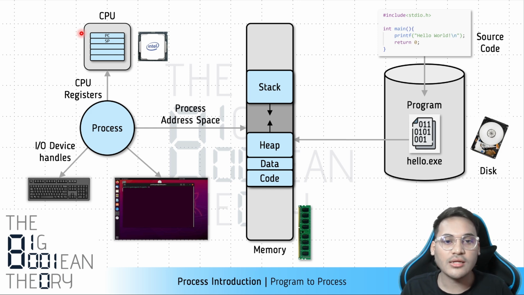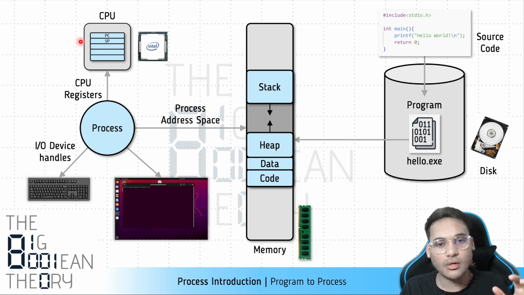So if we want to start the execution of our program, then we have to put the address of the first instruction of our program in the program counter. That is what the operating system does. And not just the program counter, it also sets up the stack pointer. The stack pointer is very crucial for the execution of functions.